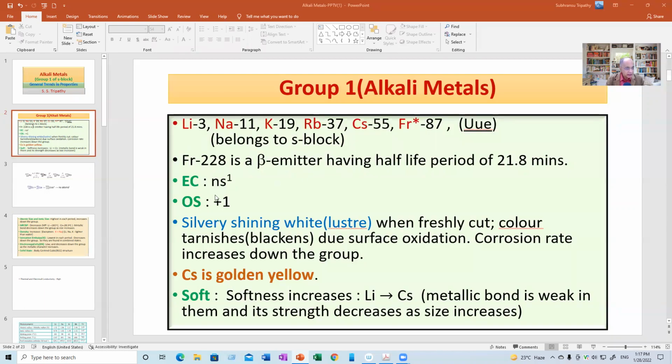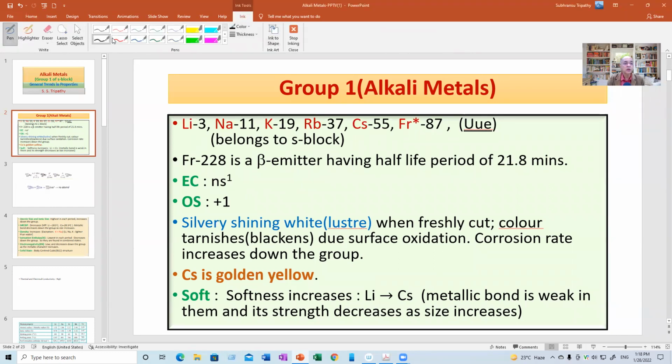Now, the electronic configuration of all these metals is ns1, where n varies from 2 to 7. 2s1 is lithium, 3s1 is sodium, 4s1 is potassium, and so on. And for francium, it is 7s1. Then the 8th period, which is about to start with element 119, will be 8s1.